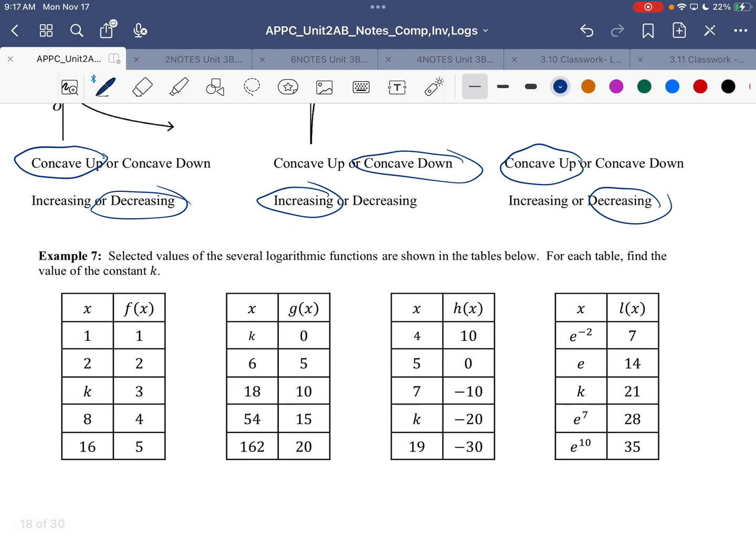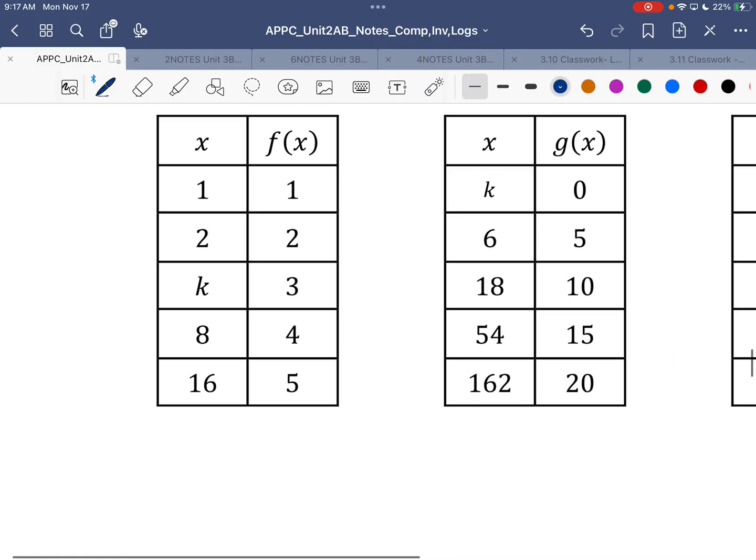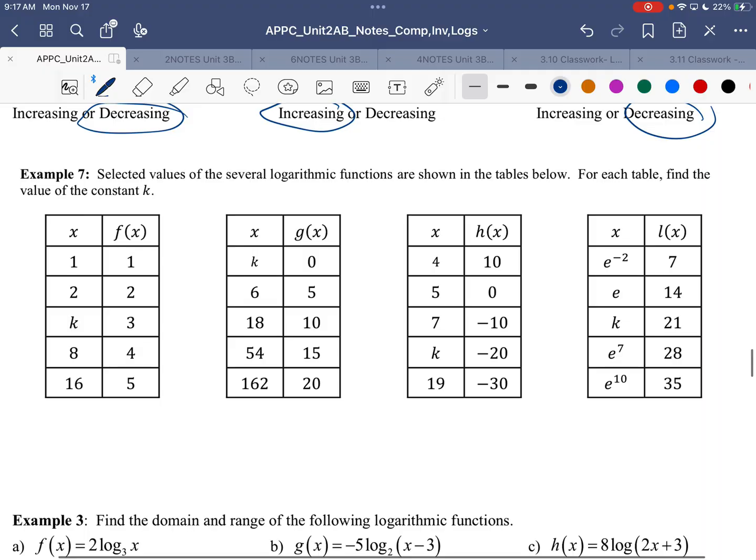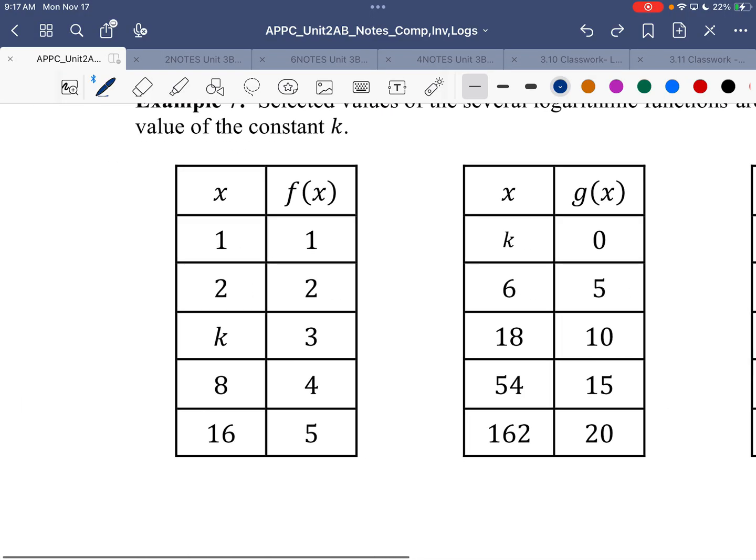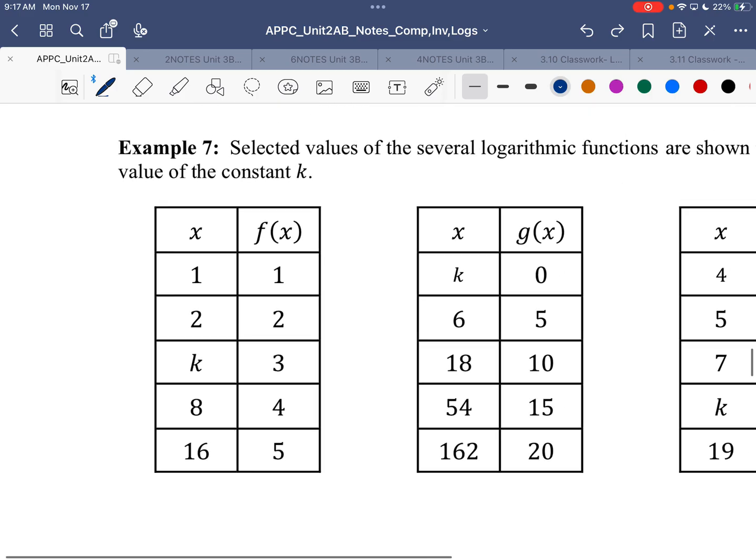All right, example 7. This is what we did last class. Selected values of log functions are shown below. For each table, find the value of k, which is like the missing thing. We're not going to do these two, just so you know. Well, I guess we could, but we've got a lot to do today. Let's just do these two. Okay, so they told us that these are log functions.